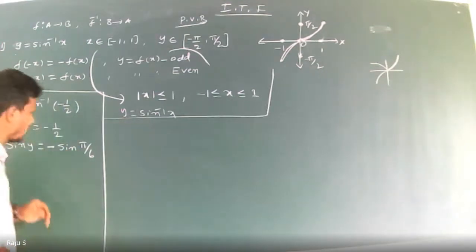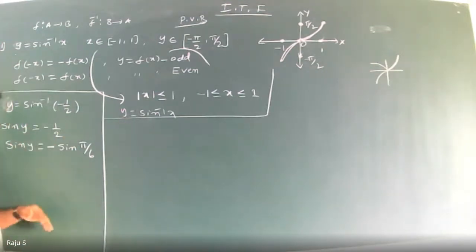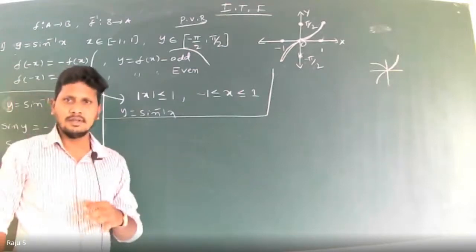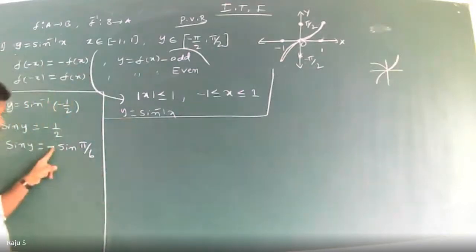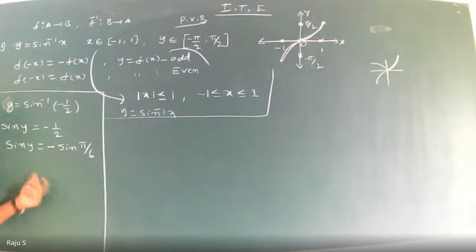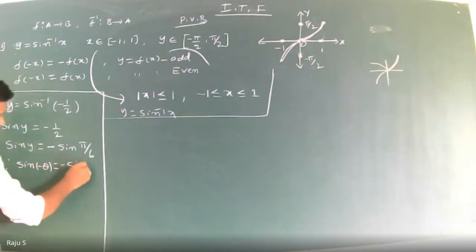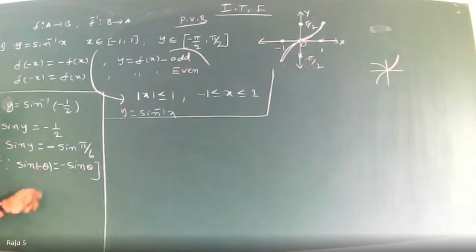Now, can you cancel the sine here? No, it is not possible. Am I right? Not possible. Don't cancel because the minus will be there. So then what to do? We need the y value here. So for that, what to do? Here, I want to do one thing. There is a property that sine of minus theta is equal to minus sine theta. Sine of minus theta is equal to minus sine theta. Okay.